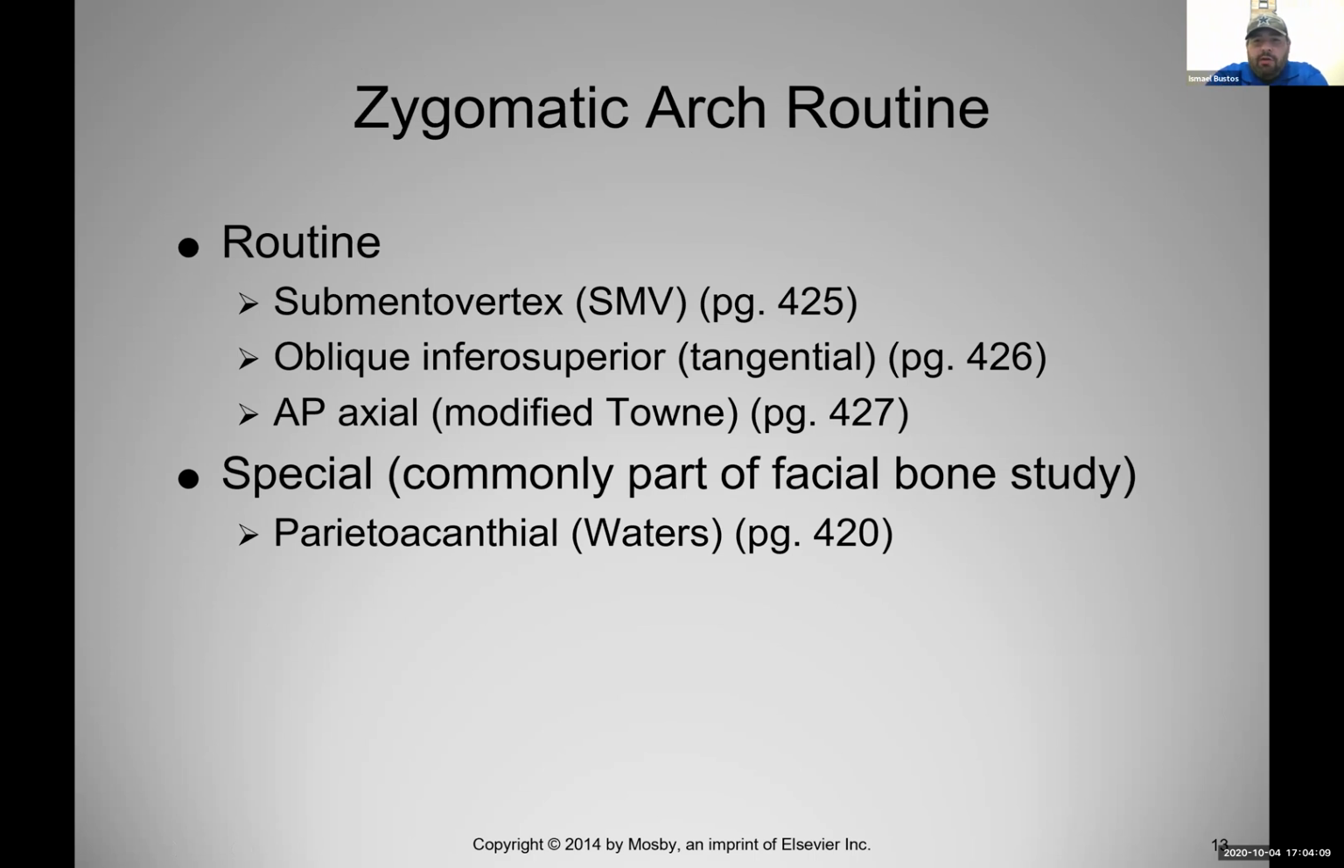A Towne, even though it says modified Towne, we've done a Towne projection before. So it's going to be a modified version of that, but the concepts are still fairly the same as a Towne projection. Then on the bottom here we have a special, a parieto-canthal Waters, which we just covered, right? Page 420. So again, another series that uses the same projection over and over. The really new one we're going to learn today is the oblique infrasuperior tangential projection. Now it can be a little tricky to understand, but that's the only new one that we're really going to look at.